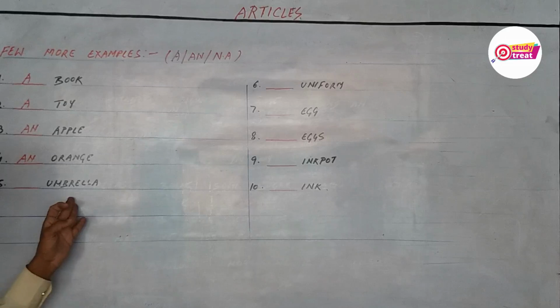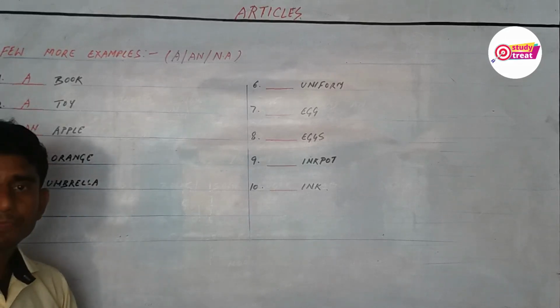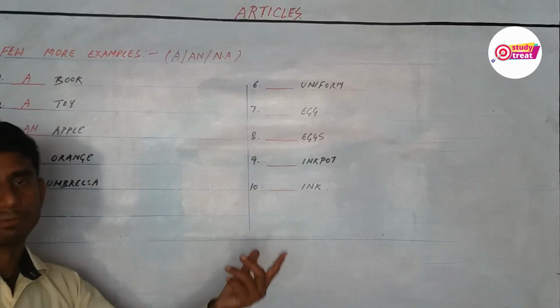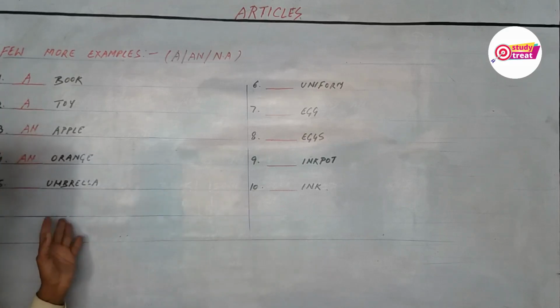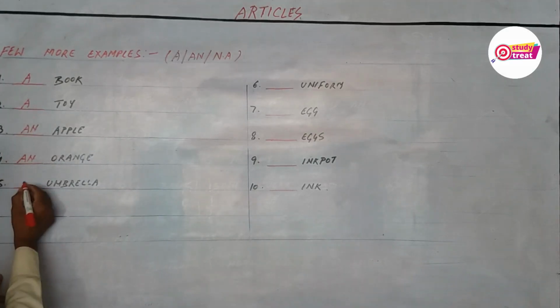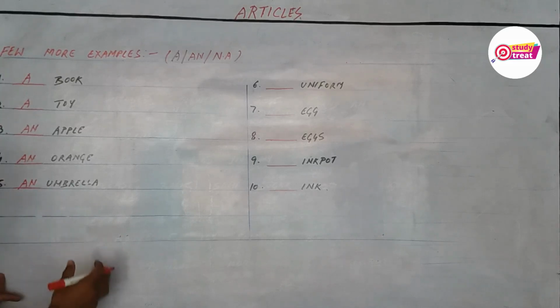Similarly, umbrella. Umbrella is in the singular form. Okay, now go to the second step. See, it has a vowel sound. For vowel, we use an umbrella.